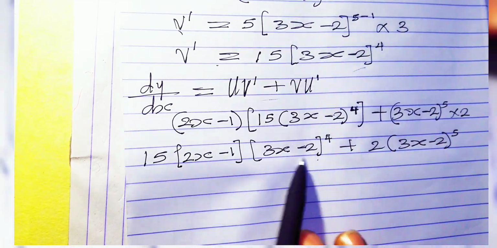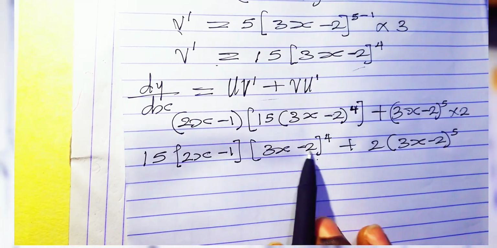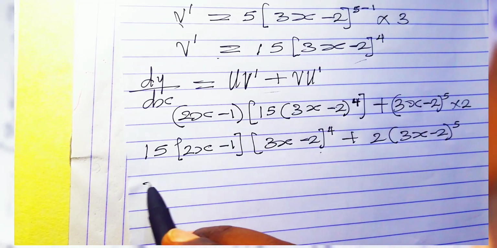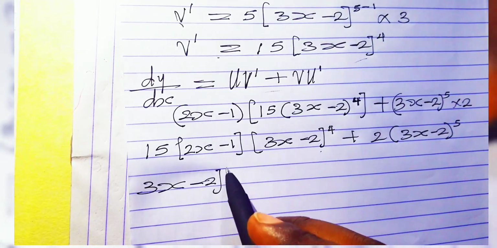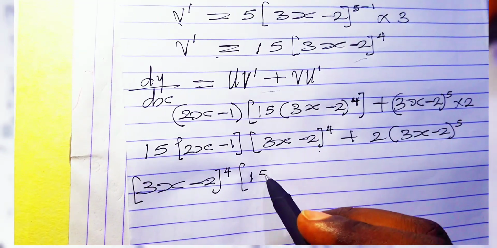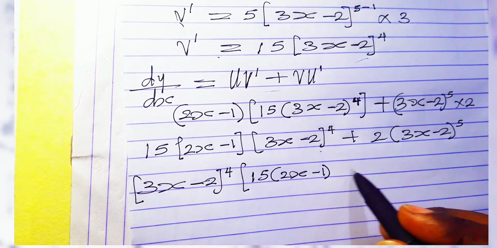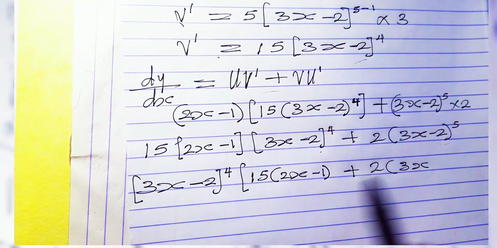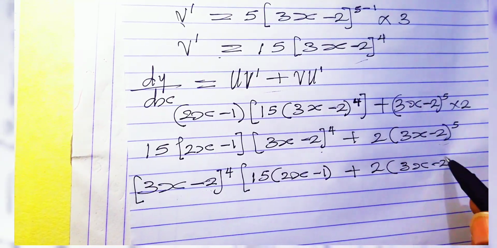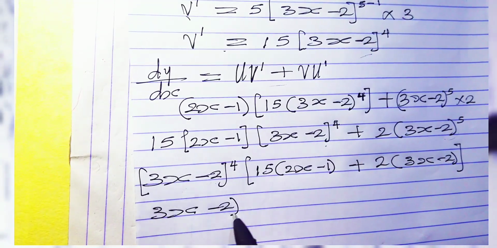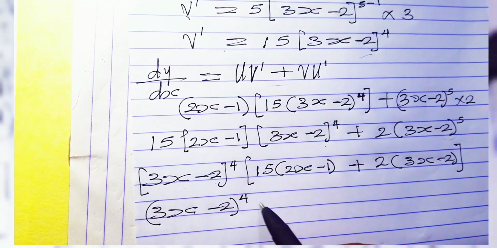Something is common to this, and that is (3x minus 2) raised to the power of 4. So we can use that to factorize the whole expression. Therefore this becomes (3x minus 2) raised to the power of 4 in a bracket, and then 15(2x minus 1) plus 2(3x minus 2), since we have one factor of 3x minus 2 left after we use the power of 4 to factorize, in a bigger bracket.